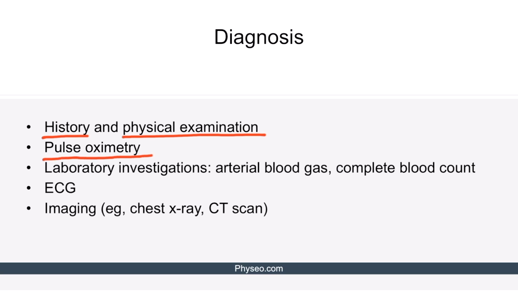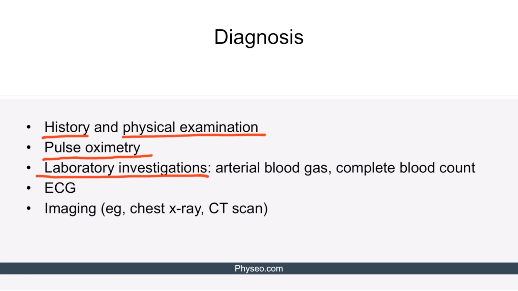On pulse oximetry, a saturation below 94% is considered hypoxic until proven otherwise. However, it is important to note that patients with COPD have chronically low oxygen saturation, typically around 88 to 92%, and only levels below this threshold are considered hypoxia.